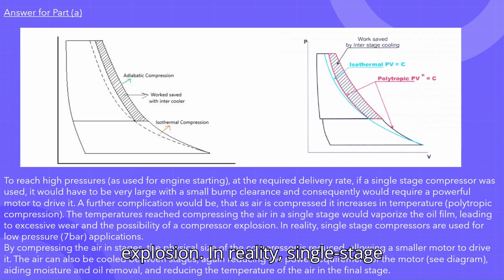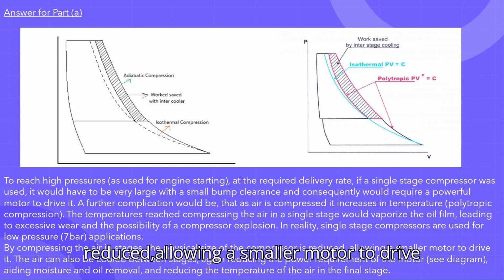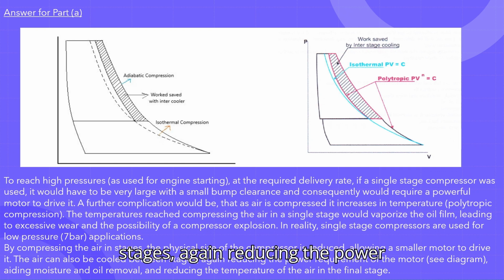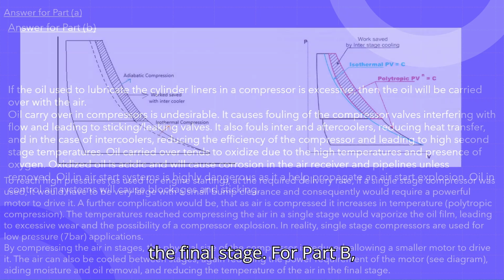In reality, single-stage compressors are used for low-pressure, 7-bar applications. By compressing the air in stages, the physical size of the compressor is reduced, allowing a smaller motor to drive it. The air can also be cooled between stages, again reducing the power requirement of the motor, see diagram, aiding moisture and oil removal, and reducing the temperature of the air in the final stage.